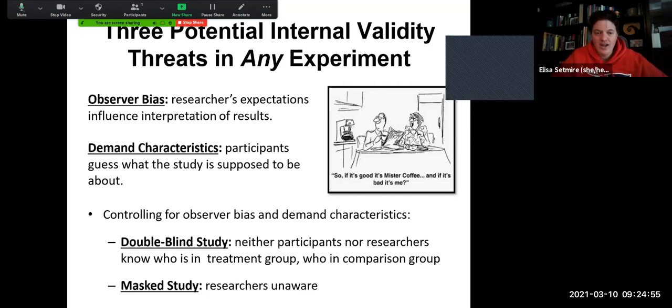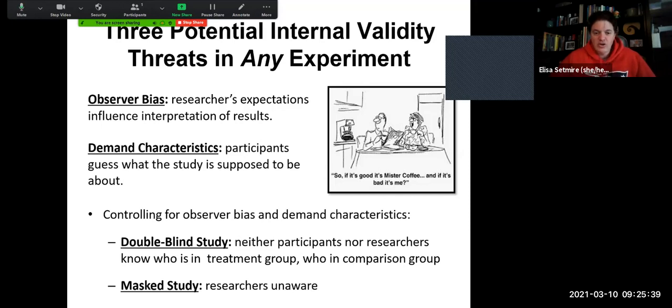A couple of ways that we can try to control for observer bias and also demand characteristics: we can use a double-blind study or even a masked study. A double-blind study is when neither the participants nor the researchers know who is in a treatment group or who's in a comparison group. So it's blind in the sense that someone is in a group and they don't know if they're in the active treatment group or the control comparison group. And so they don't have such a strong influence on their behavior. And the researcher, because they don't know either, might not treat the groups differently. They might not look for a result or have an influence of their expectations.